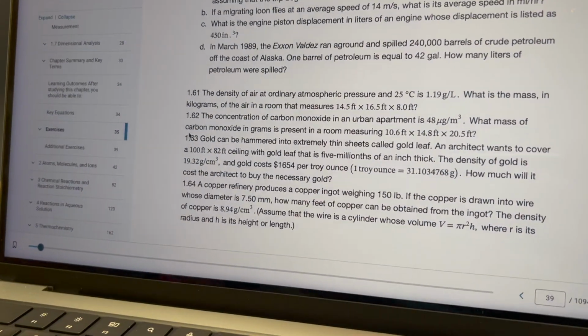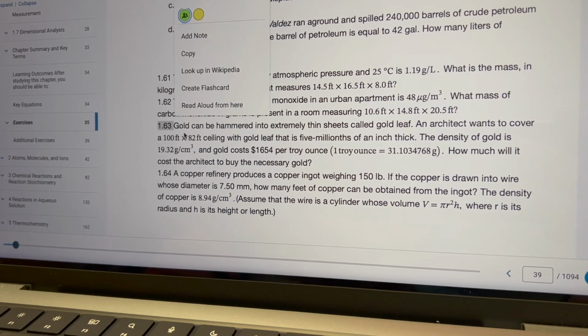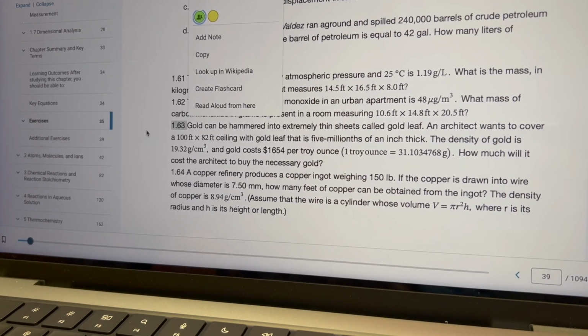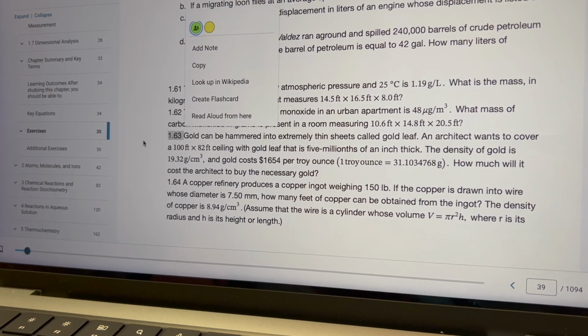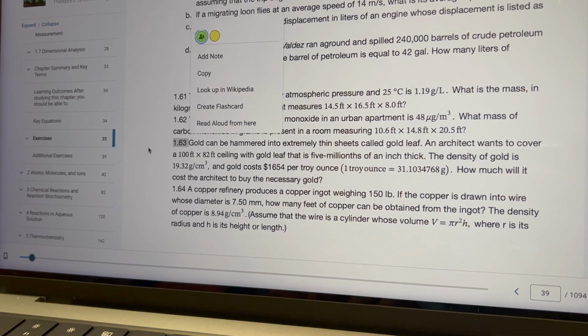So we're going to be looking at 1.63. This one's right here. So 1.63, let's read the question first, figure out what we're looking for. Gold can be hammered into extremely thin sheets called gold leaf. An architect wants to cover a 100 feet by 82 feet with gold leaf that is 5 millionths of an inch thick. So that's going to be important.